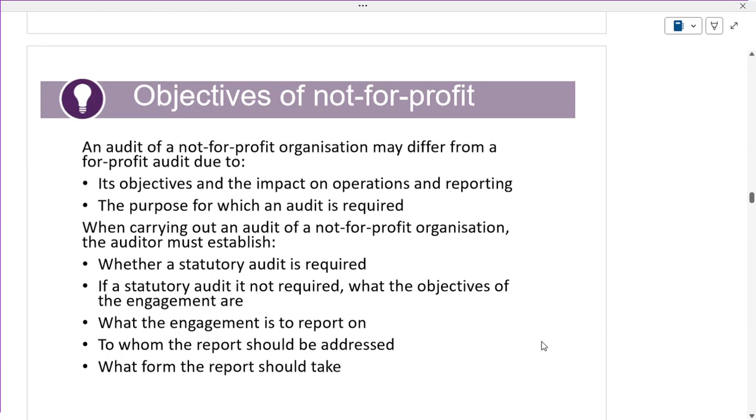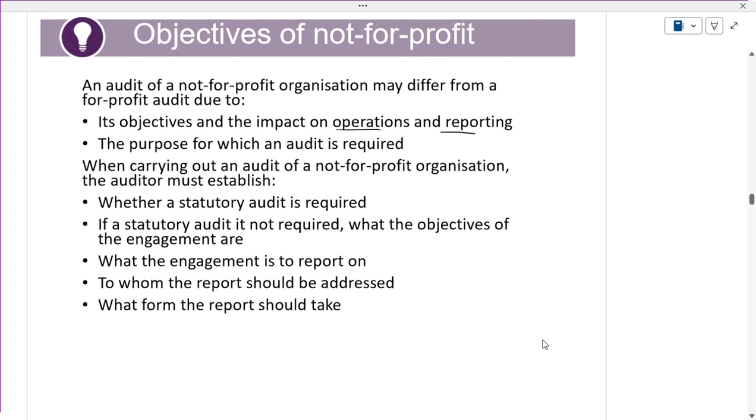Fine. What are the objectives? The audit for not-for-profit may differ from profit. What is the difference? The objective and impact on operations and reporting. Definitely their purpose is different. The purpose for which the audit is required is different. When carrying out an audit for a not-for-profit organization, the auditor must establish whether it is a statutory audit, a compulsory audit, or not required. What are the objectives?